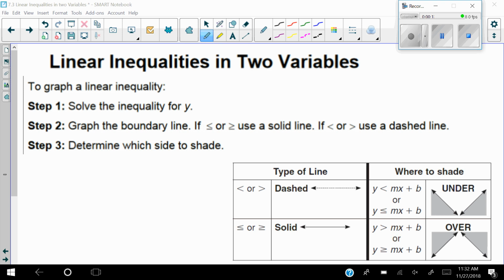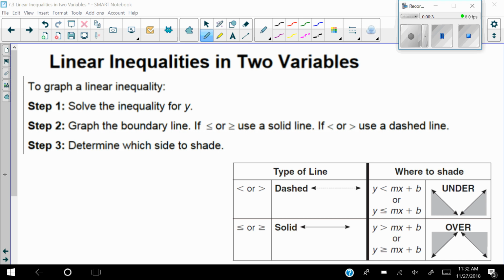Step one, solve the inequality for y, get it in slope-intercept form. Step two, graph the line, or graph the boundary line. If it has an equal to part, less than or equal to, greater than or equal to, you want to use a solid line. If it doesn't have that, you want to use a dash line.